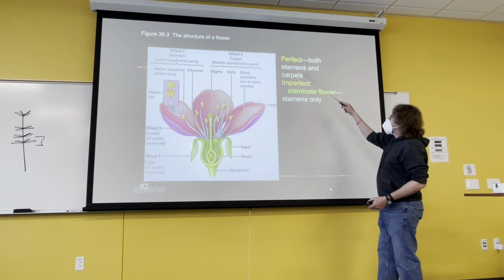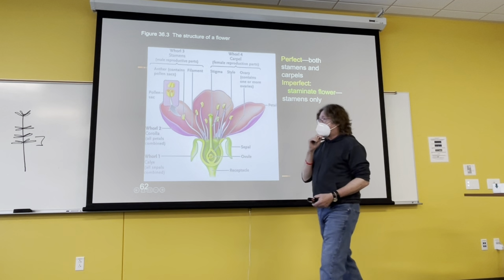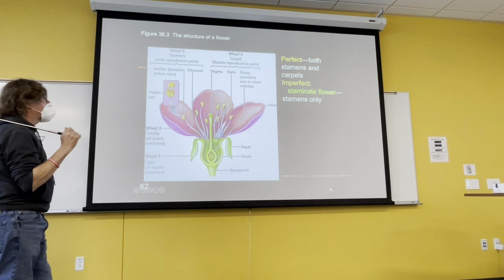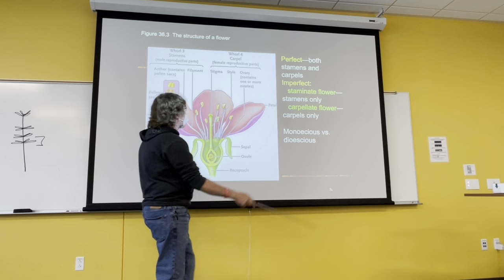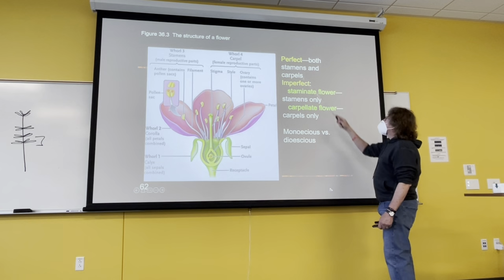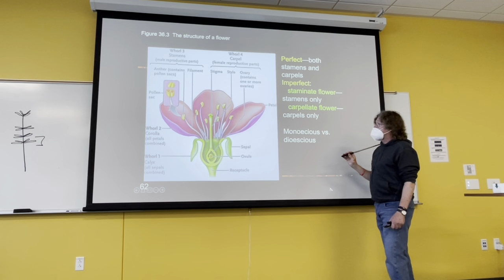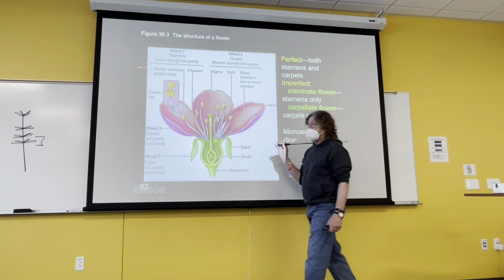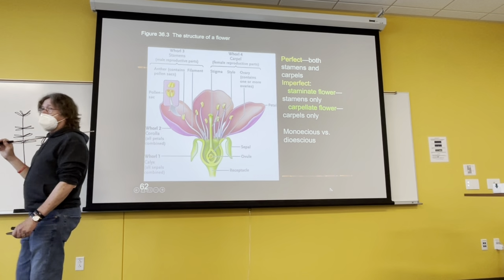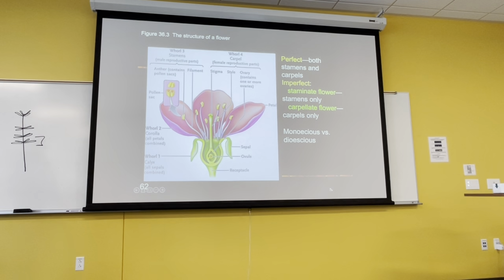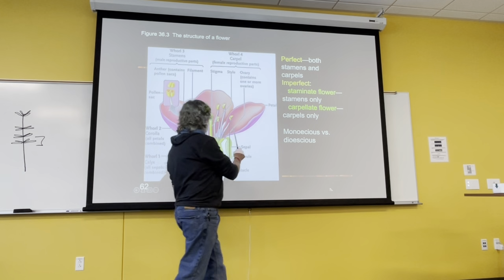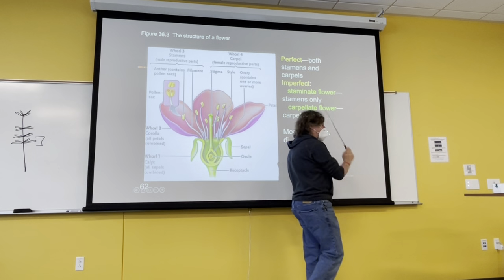In the literature you'll come across these words quite a bit: perfect versus imperfect flowers, and another pair of terms, complete versus incomplete. What perfect and imperfect refer to is whether or not the flower has the male or female parts. It's perfect if it has both stamens and carpels, both the female part and the male part. That's a perfect flower. If it's missing one or the other, that's an imperfect flower.